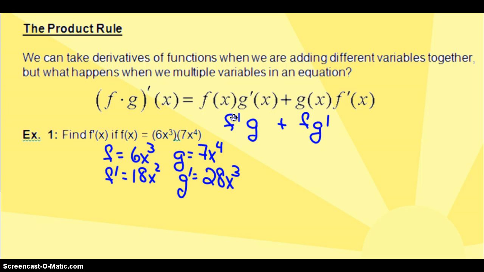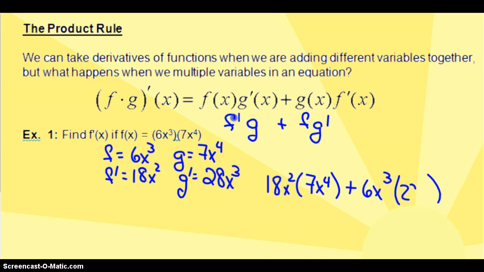Now, using the notation, we're going to say f prime, 18x squared, times my g, which is 7x to the fourth, plus f, 6x cubed, and g prime, 28x to the third. Now you can see in both of these I'm going to be able to multiply the numbers, and I'm going to end up with 168x to the sixth plus 126x to the sixth, and that will add up to 294x to the sixth.